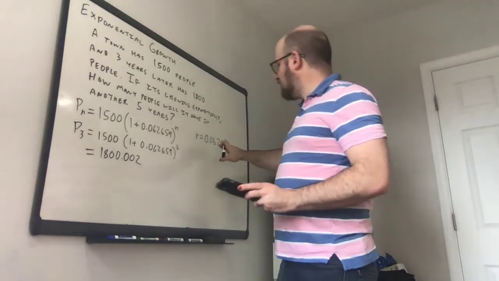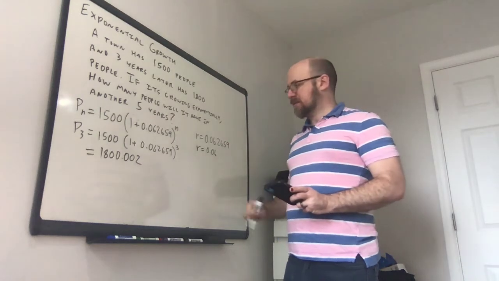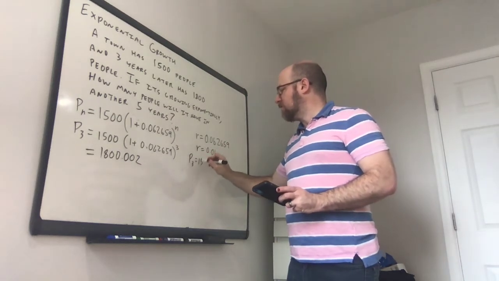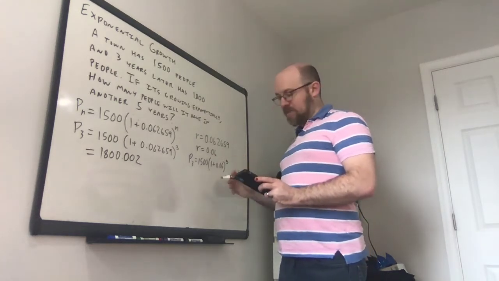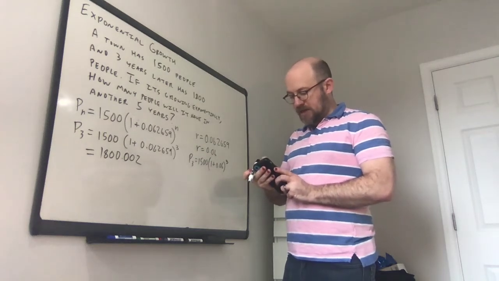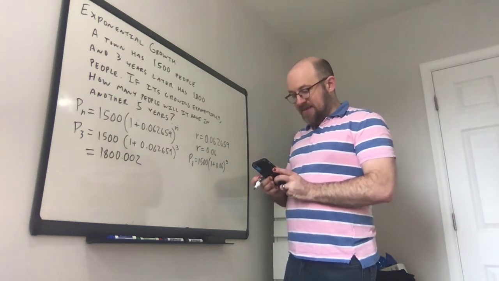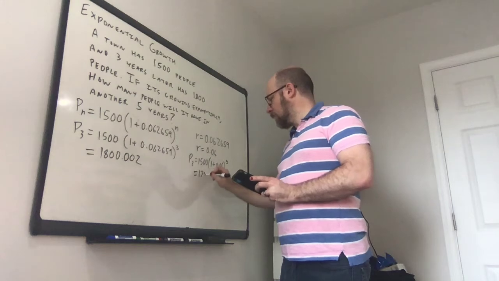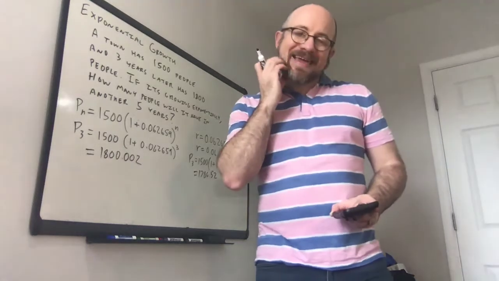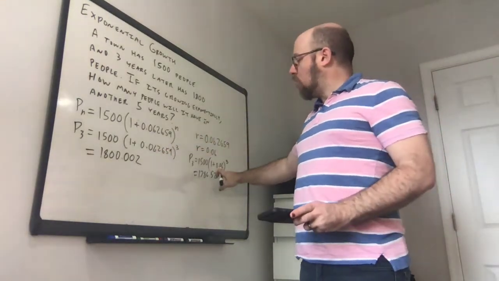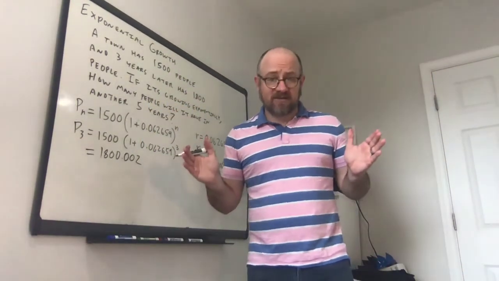If instead, say I had rounded this and I said, oh, okay, well, let's just do r equals 0.06. Well, then P sub 3 would be equal to 1500 times 1 plus 0.06 to the third power, which is 1786.52. Okay? So you can see, even just in the first 3 years, we're off by quite a bit if we round that r value. So you want to keep a lot of decimal places.